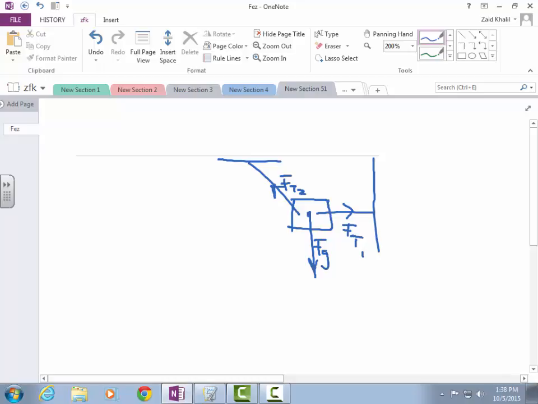Just remember, what you do with free body diagrams is you put yourself in place of that box and you ask, what would you feel? You would feel that pulling you that way, that pulling you that way, and you would feel the earth pulling you down. Anyone else? Come on, guys. There's got to be a couple more.